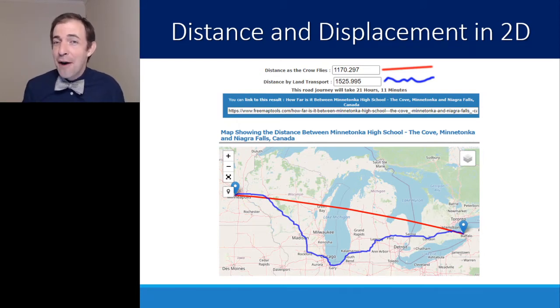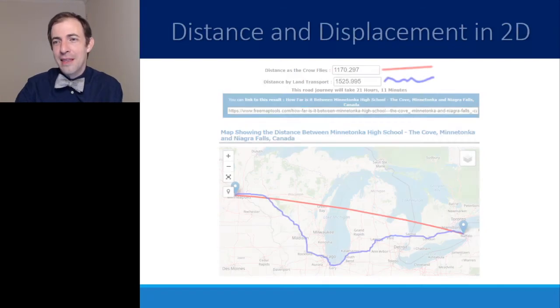My distance, how far I traveled, is really dependent on the roads. The roads here have to take me down below the Great Lakes, and I can measure that overall distance by tracing out exactly where I drove. I can see that the distance as the crow flies is less than the distance by land. So my displacement, how far I am from the origin, is usually going to be a smaller number than the distance, unless I'm able to take a straight line path all the way there.